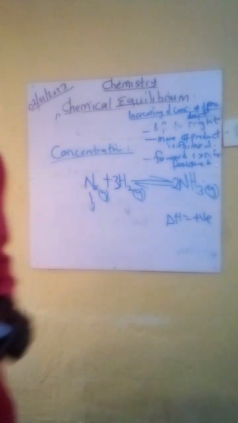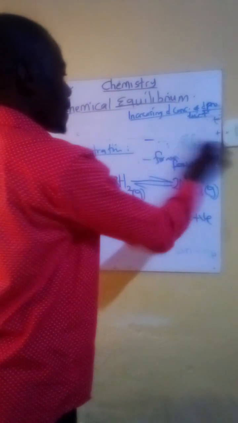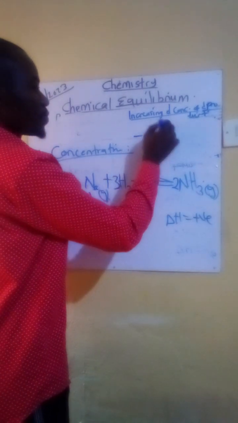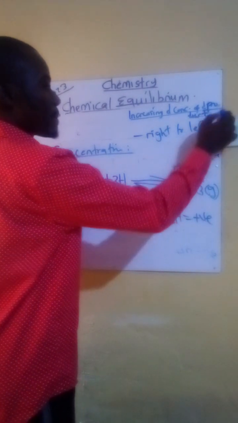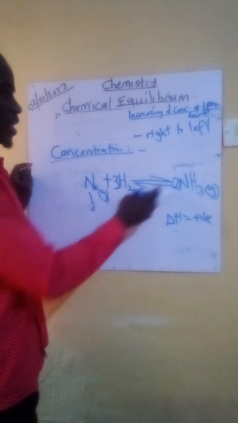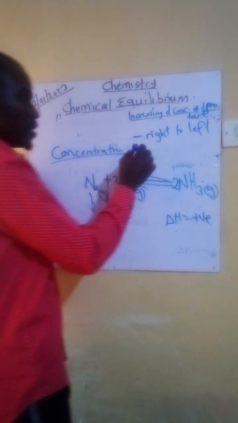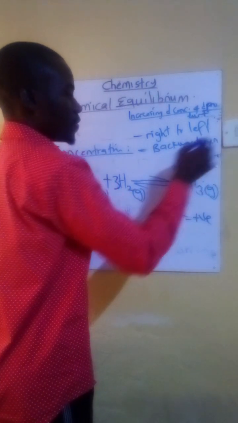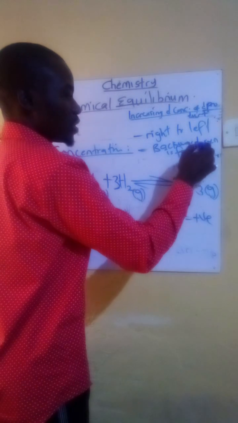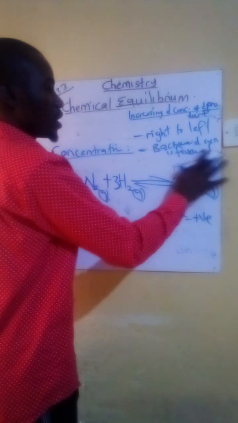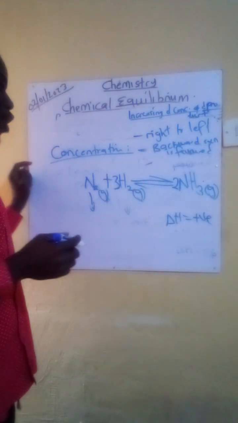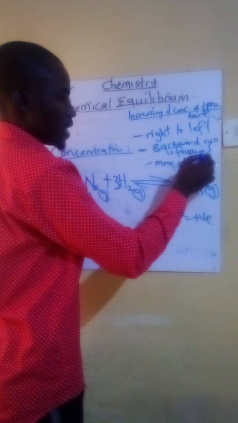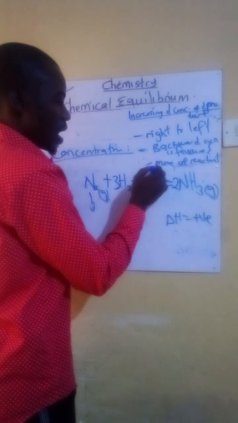So now we move from the right to left. Or you say it favors backward reaction. Okay, favor backward reaction, or you say backward reaction is favored. Trying to see how I can shorten the word. Backward reaction is favored. Or you say more of reactants are formed.